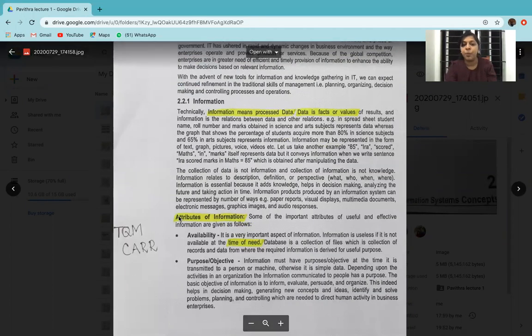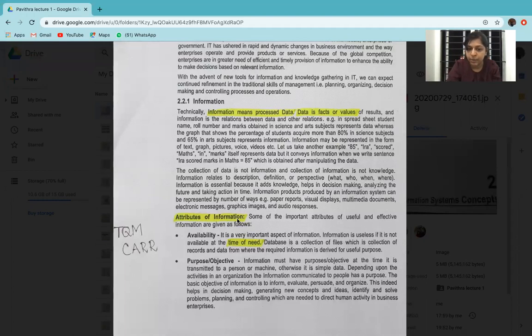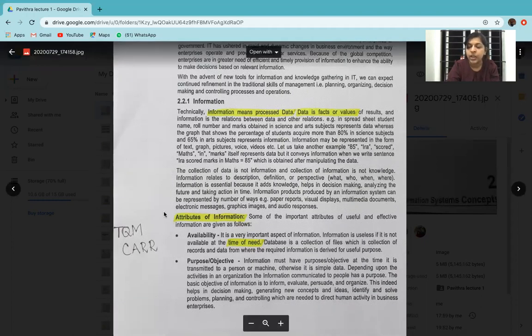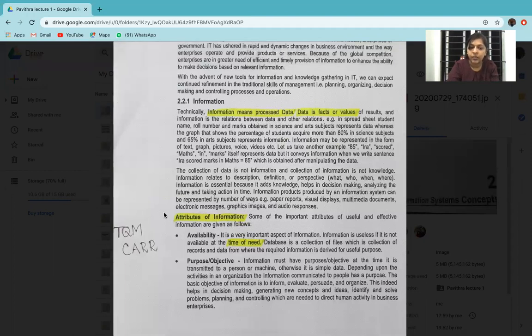The next comes an important question, which is often asked in our examination. What are the attributes of this information? To remember this, we'll use a mnemonic, which is TQM CAR. Say it with me. Attributes of information. TQM CAR. T for transparency. Q for quality. M for mode and format. C for completeness. A for accuracy. R for rate. And R for reliability. We look into one by one.